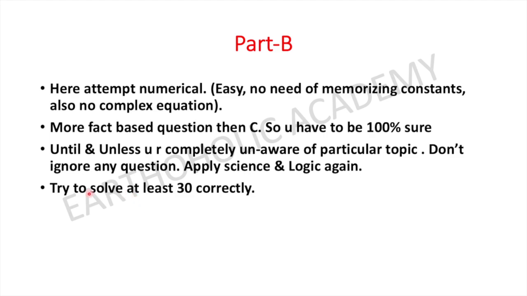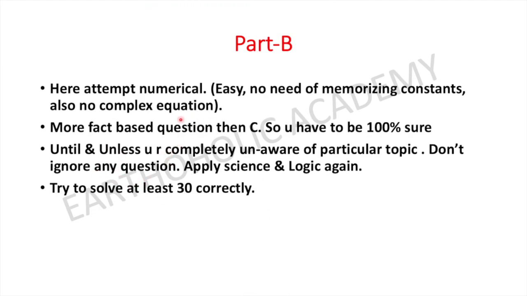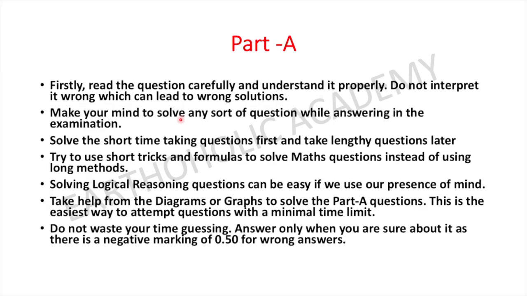Try to solve at least 30 questions correctly. At least 30. How much is that? 60 marks. 80 plus 60, how much is it? 140. Initially it is 80 marks from here and 60 marks from here, so 80 plus 60, 140. Now, even if you did some negative questions also, by subtracting those, out of 140 you will get, say, 120. Say, remove 20 marks. Now go to part A.